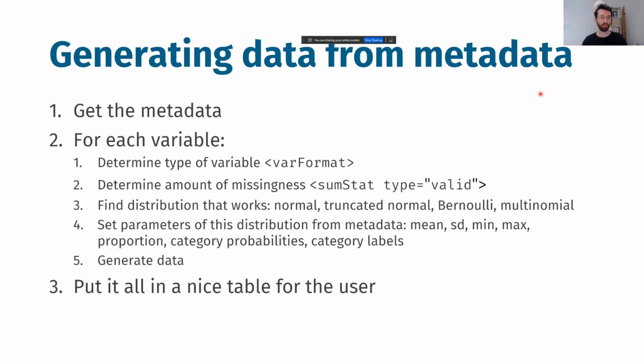So here's the step program. 1, you get the metadata for your data set that you want to synthesize. Then for each variable, you determine the type. In DDI, that's kind of the var format. Then you determine the amount of missingness. You find a distribution that works. You set the parameters of this distribution from the metadata, right? The variable description has maybe some mean, some standard deviation, min, max, proportion, something like that. Then you generate data and you put it all in a nice table for the user.